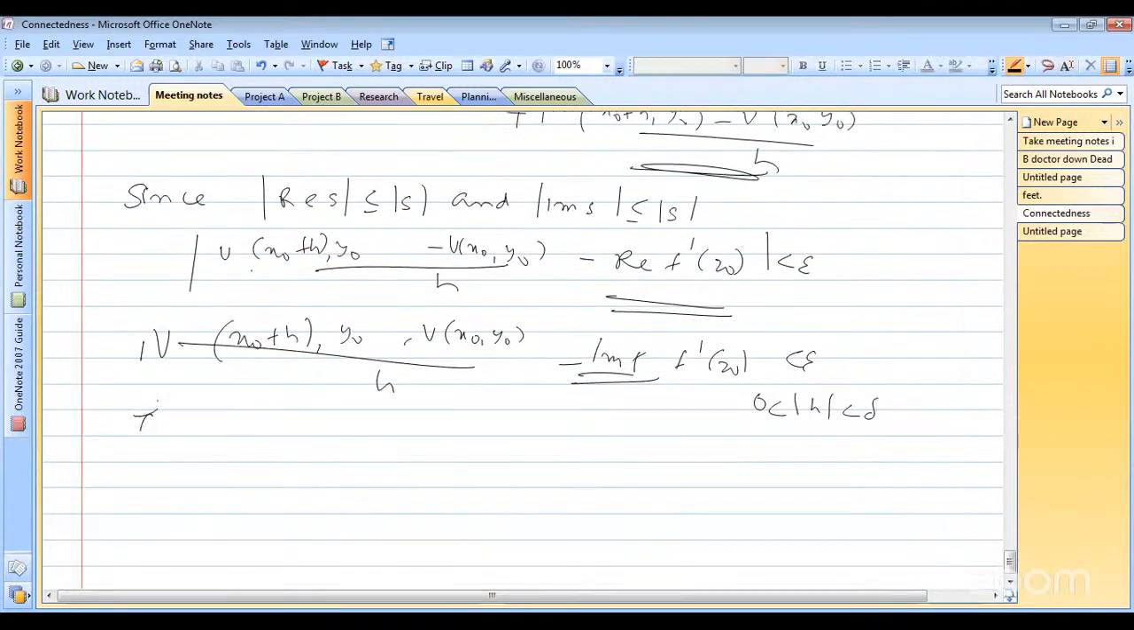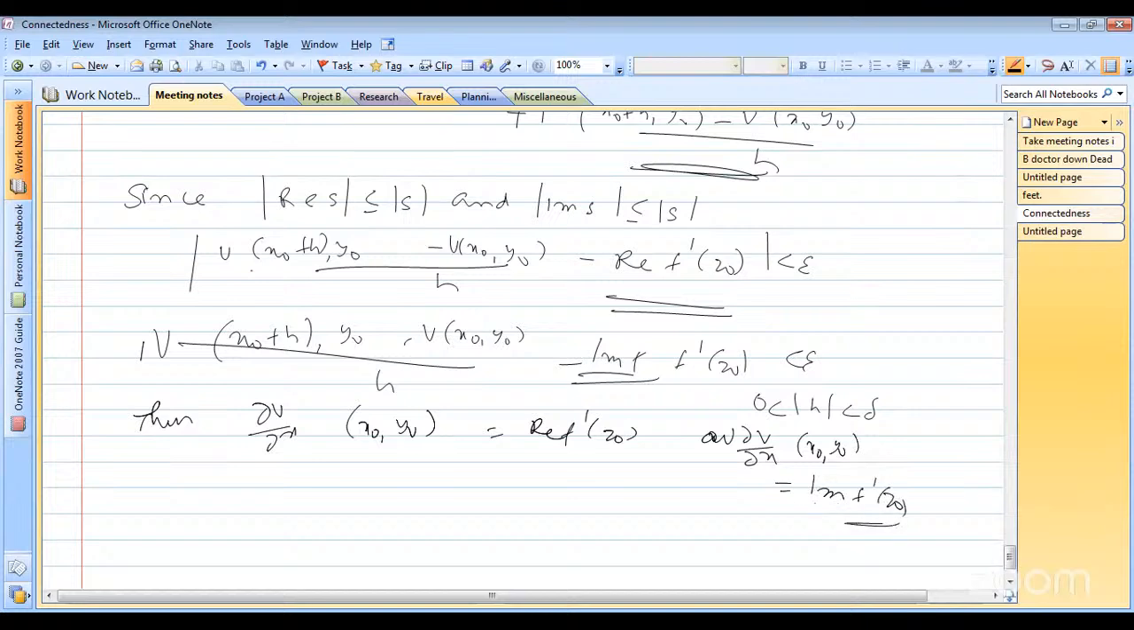First we are taking here dou u by dou x at x naught, y naught, that is the real part, and dou v by dou x at x naught, y naught is equal to the imaginary part. So on the other hand, the imaginary direction, that is i into beta.